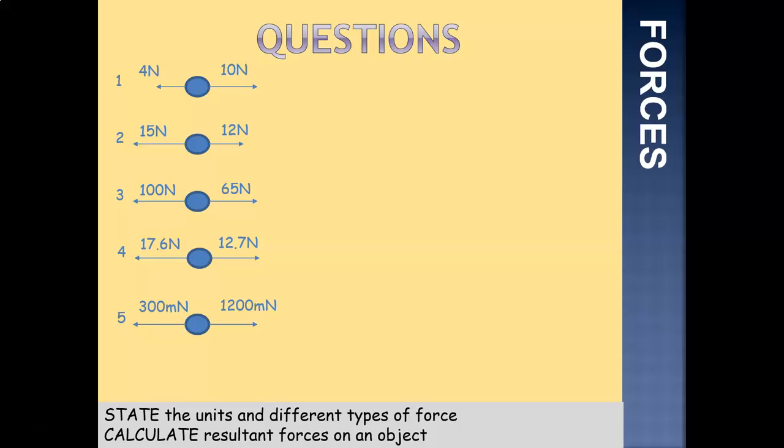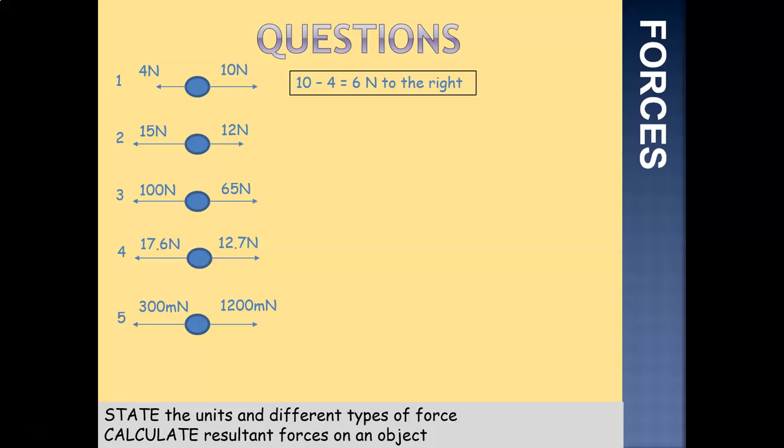Okay, let's go through these. We've got 4 newtons and 10 newtons. 4 newtons acting to the left, 10 newtons to the right. So we've got the occasion where they're acting in opposite directions. The rule is, if they're acting in opposite directions, we subtract them from each other. The direction in which the bigger force is acting is the direction in which the resultant force would act. So in this case, 10 newtons take away 4 newtons gives us a resultant force of 6 newtons to the right.